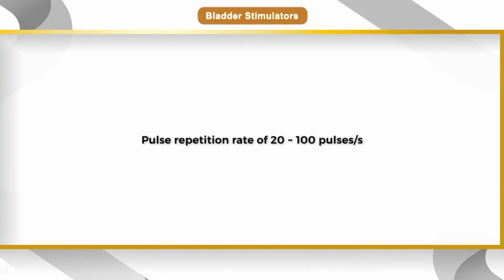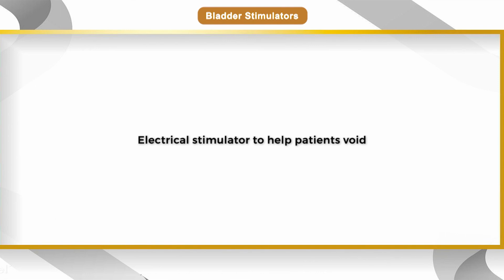Pulse repetition rate of 20 to 100 pulses per second. Average stimulating current is about 1 milliampere. Transcutaneous RF power of electric stimulator for continuous stimulation. Electric stimulators are used to help the patient void, or for other conditions.